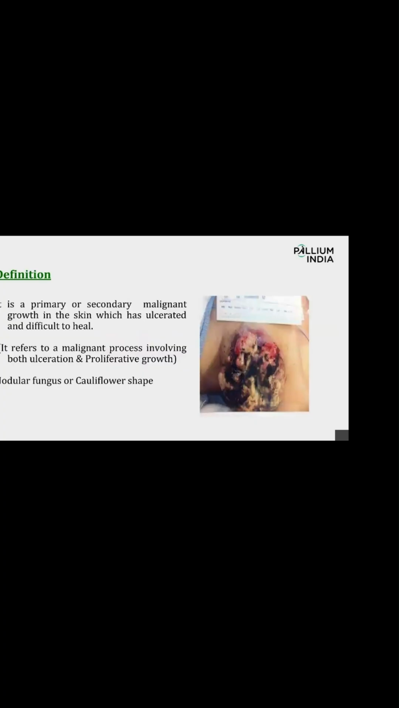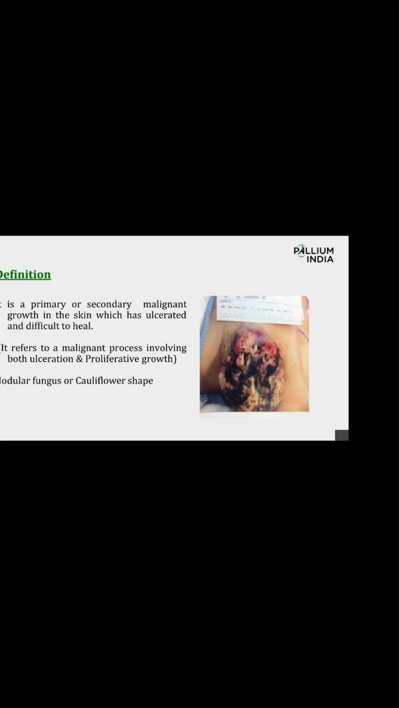Fungating wound is a primary or secondary malignant growth in the skin which has ulcerated and is difficult to heal. Again, I am telling, it is a primary or secondary malignant growth in the skin. So the skin is affected with secondary or primary malignant growth, so it is difficult to heal. It will look like an ulcerated wound. It refers to the malignant process involving both ulceration and proliferative growth.